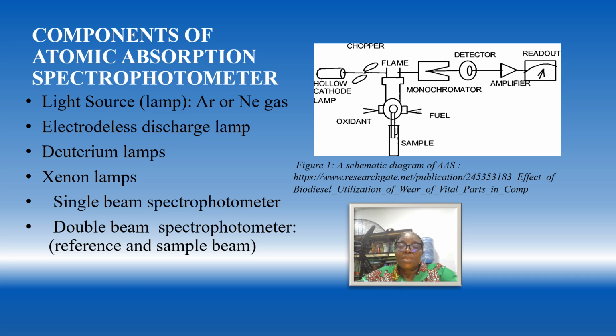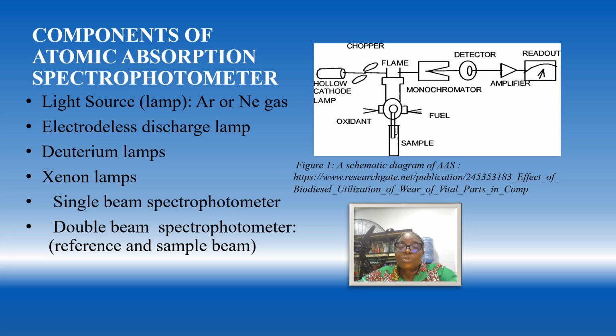What are the components of an atomic absorption spectrophotometer? It is as shown in figure 1, a schematic diagram of the AAS. We have the hollow cathode lamp, the chopper, the sample, the oxidant and the fuel, the flame, the monochromator, the detector, the amplifier, and the readout. We take each of these individually.